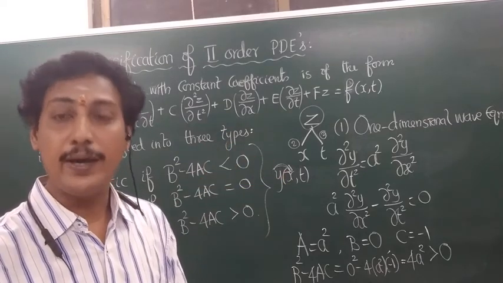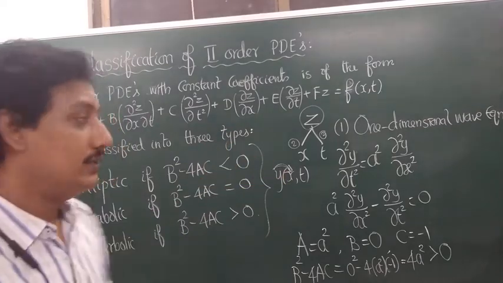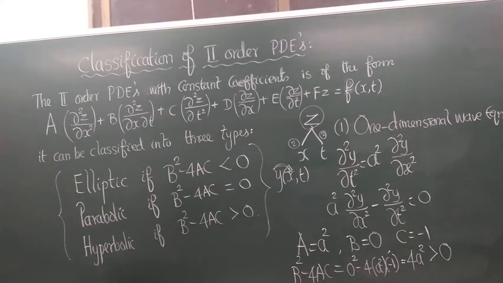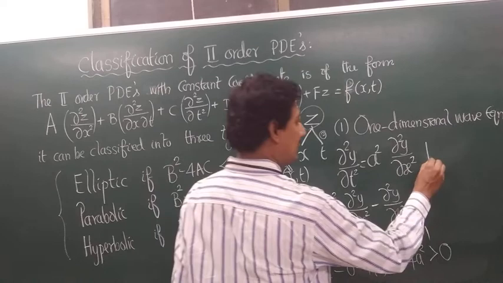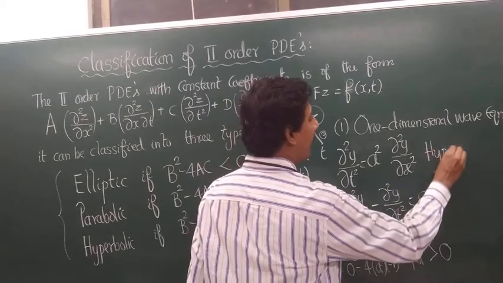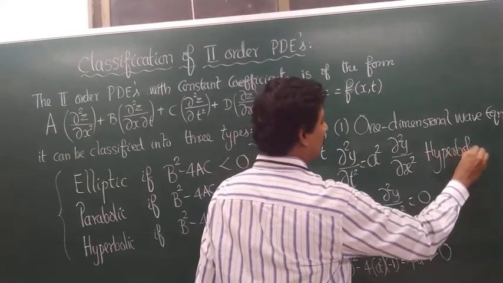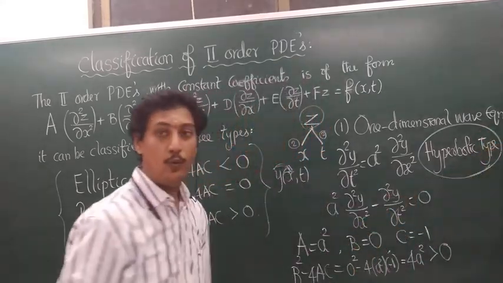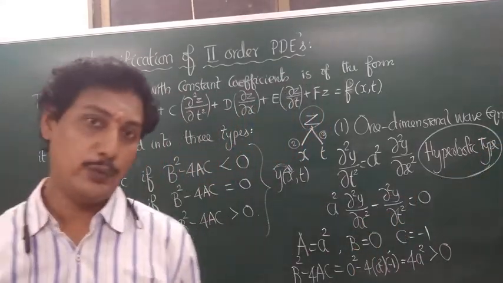Is this the elliptic type, or parabolic, or hyperbolic? What does it say here? B squared minus 4AC is positive, that is called hyperbolic. So this is an example of a hyperbolic type equation. This is the one-dimensional wave equation.